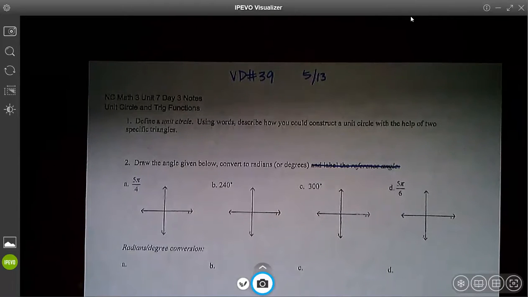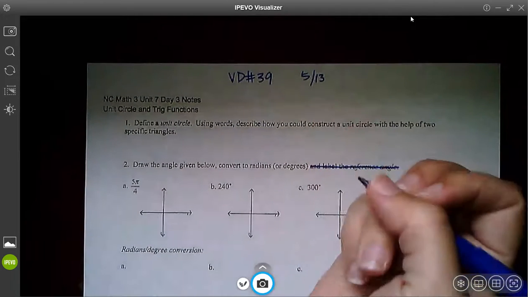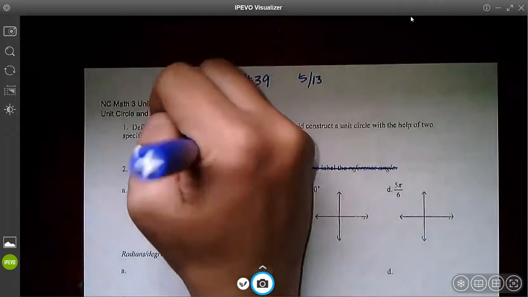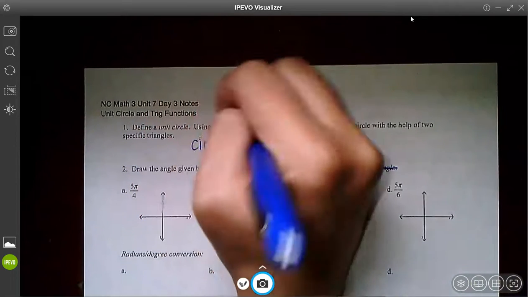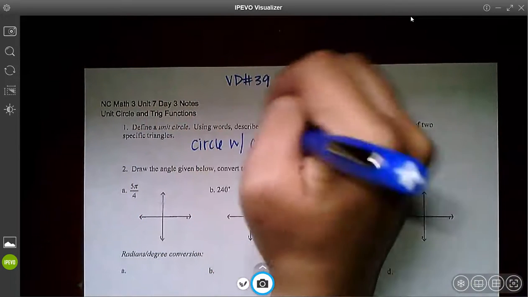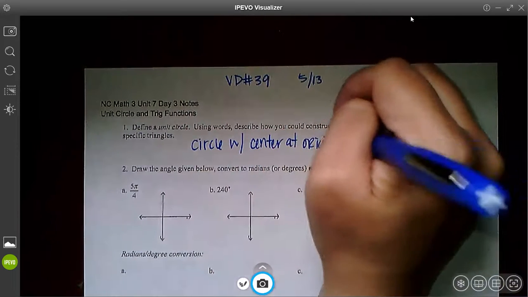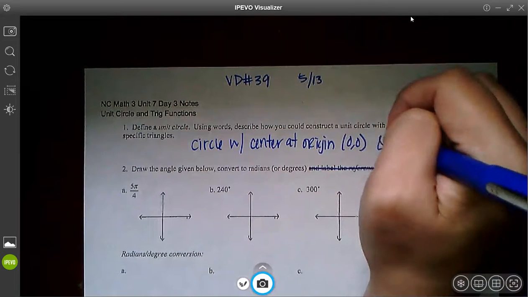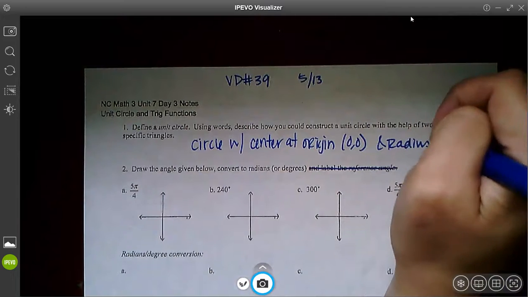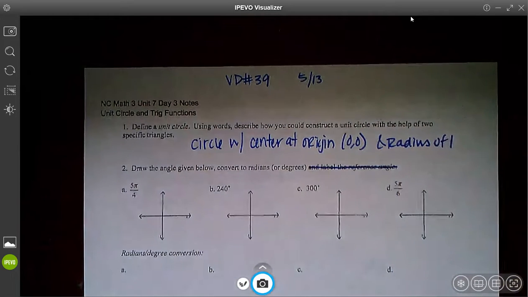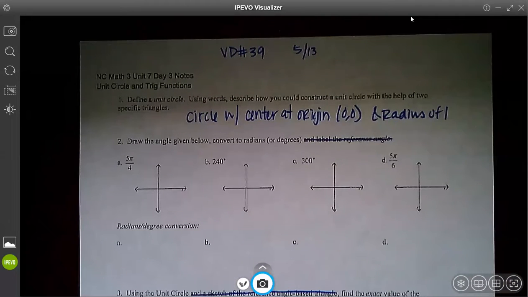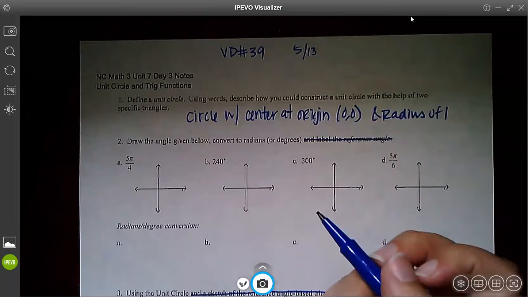Okay, Unit 7, Day 3, more unit circle and trig functions. So define a unit circle: that is a circle with center at the origin, which is (0, 0), and a radius of 1. So we are going to draw the angle and then convert to radians or degrees.